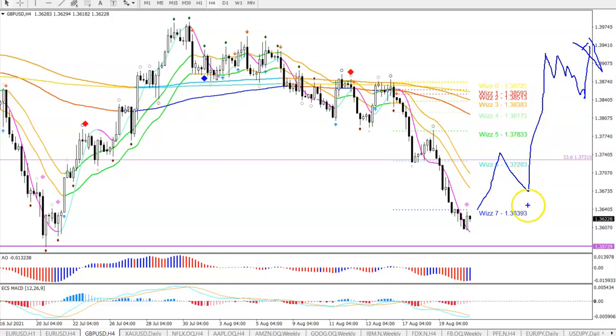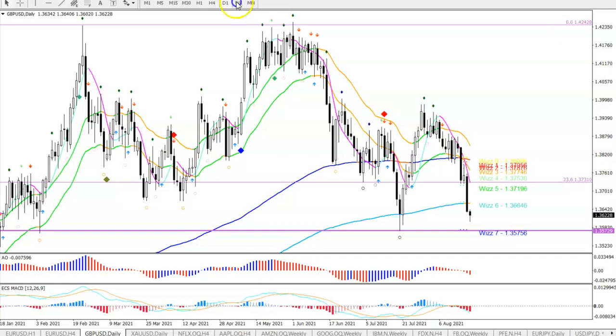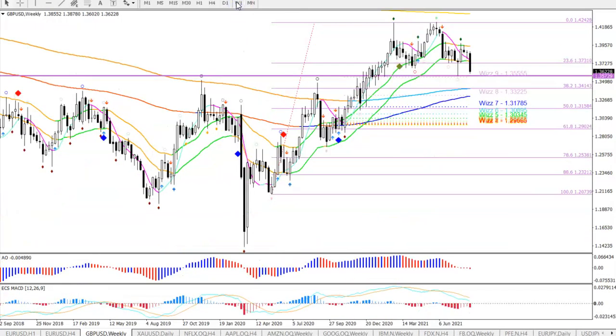Okay, so anything else? That's about it, I think. The 38.2 fib at 134 is very strong support, of course, so keep an eye on that as well, in my view. That's what I'll be doing.